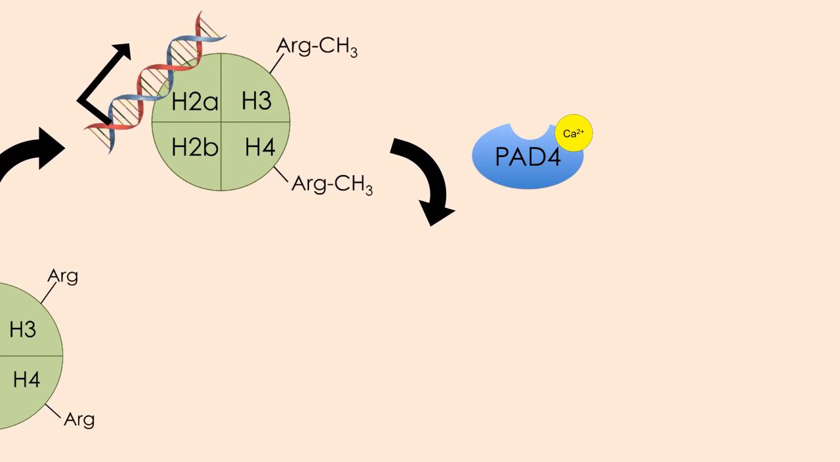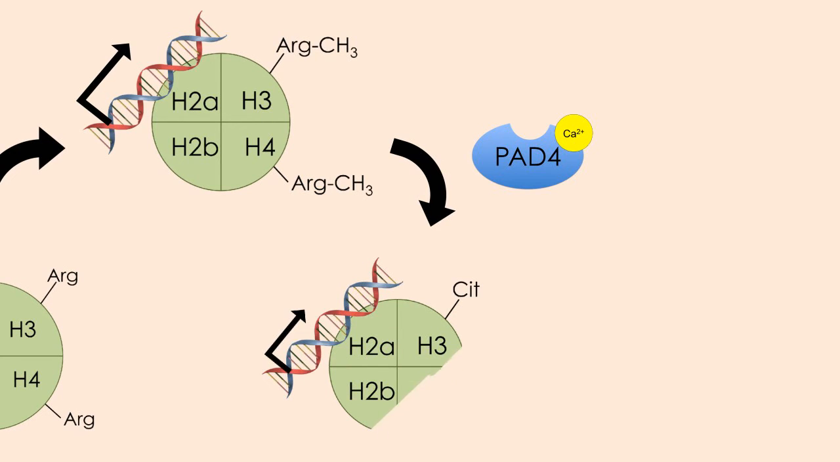PAD4 can demethylate these histones by converting the methylated arginine to citrulline, hence reversing the transcriptional activation by histone methylation. In addition, deamination of arginine will produce citrulline that can no longer be methylated. However, it is important to note that arginines that are dimethylated cannot be deaminated by PAD4.